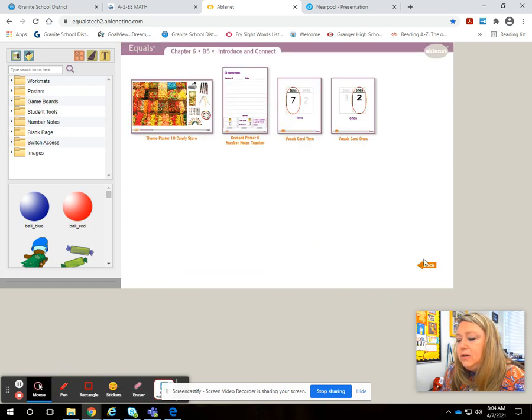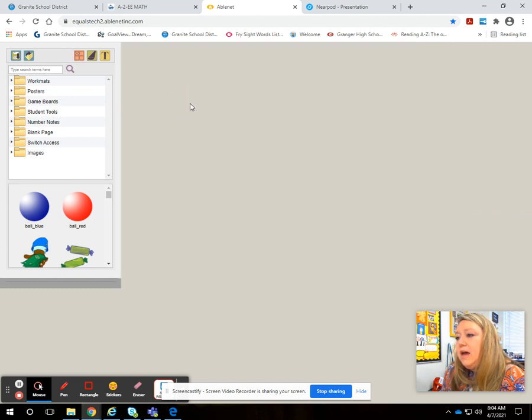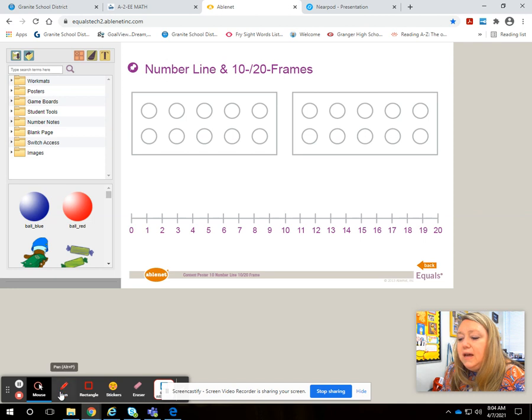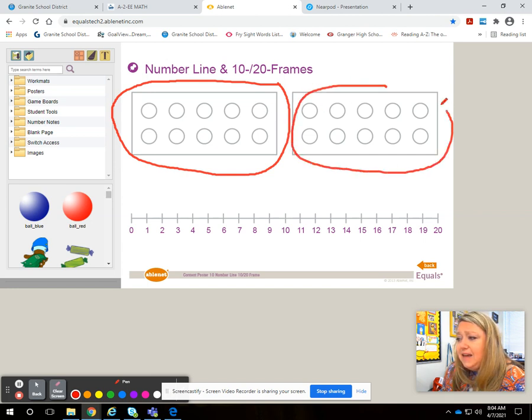I'm going to show you a couple tools that we have. So we know that we have this thing called a 10 frame. This 10 frame helps us to break things into sets of 10 visually so that we can very quickly count by tens. In this picture, we have two sets of 10, so we could count 10, 20, right?